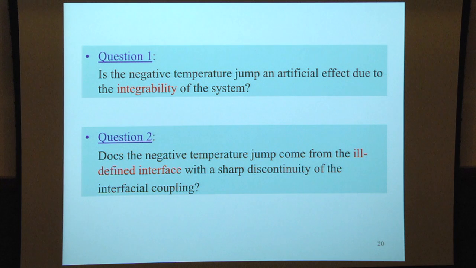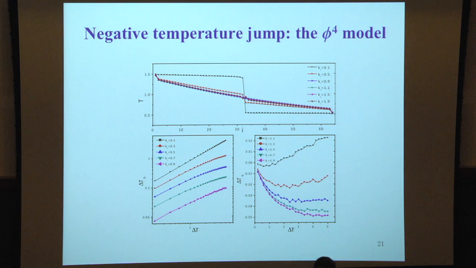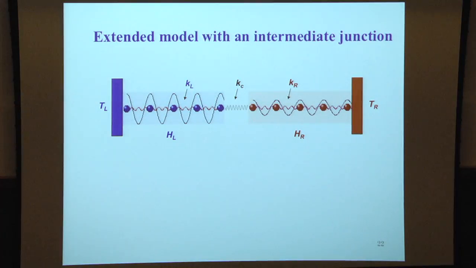Is the temperature profile flat inside each segment? Yeah, I will show you the result later. Okay, so for the first question, the integrable issue, we consider the anharmonic case, for example, the FPU model. In this case, again, we find the negative temperature jump in this region, and this is the typical nonlinear response behavior. And for the second question, the ill-defined interface: the coupling is discontinuous, and there is nothing inside the interface. So this is an ill-defined interface.